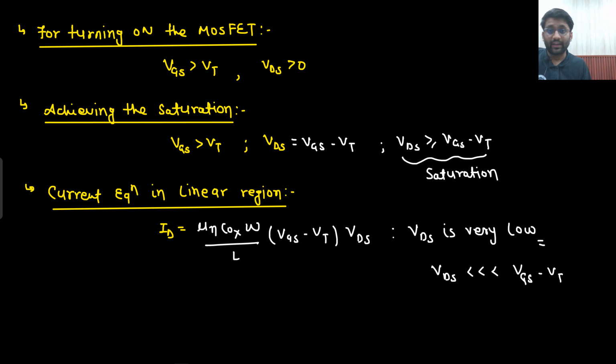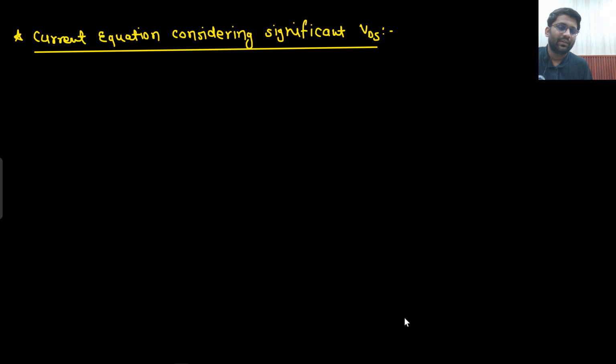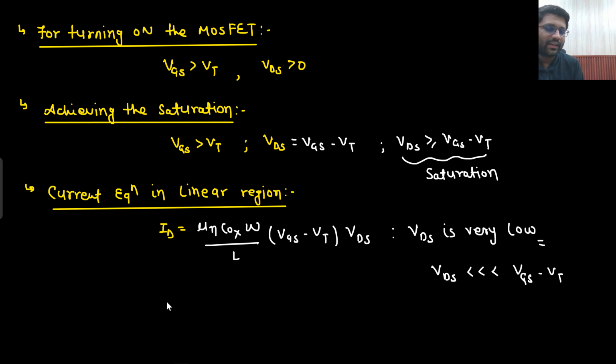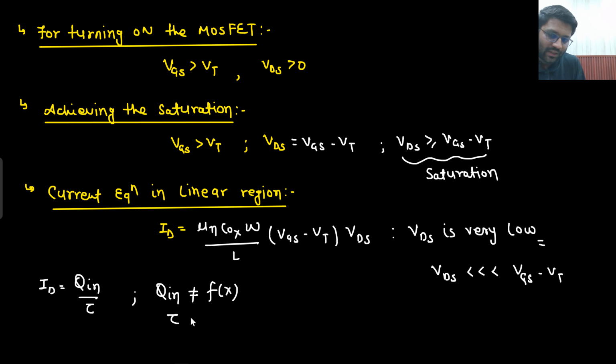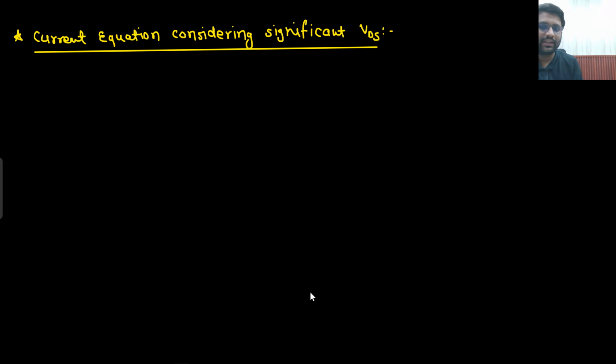Now we need to derive the current equation when your VDS is significant. Previously, this was the current equation that we got. How did we get it? Sir, ID was Q inversion divided by tau. Was this a function of x? No. Q inversion was not a function of x here. Even this time tau was also not a function of x. But now everything would be a function of x. Why is that so? Let's check that out.